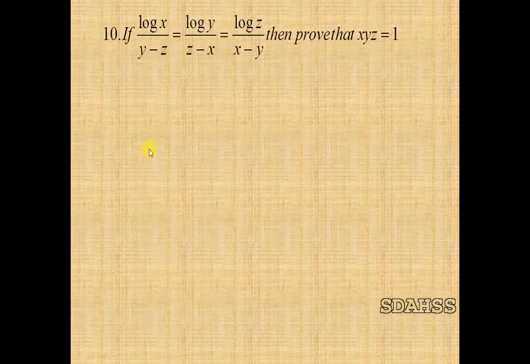If log of x divided by (y minus z) is equal to log of y divided by (z minus x) is equal to log of z divided by (x minus y), then prove that xyz is equal to 1.